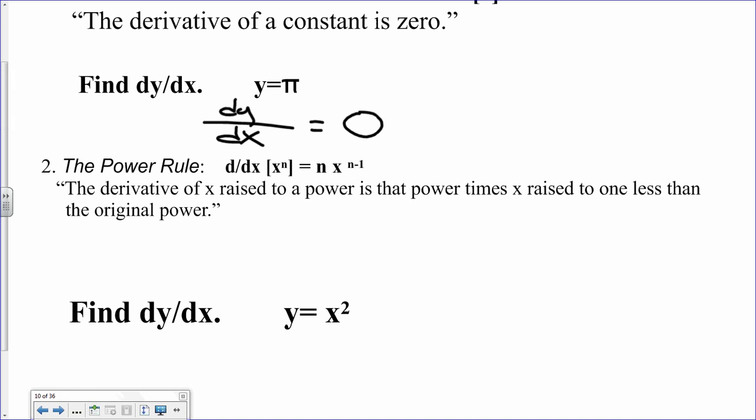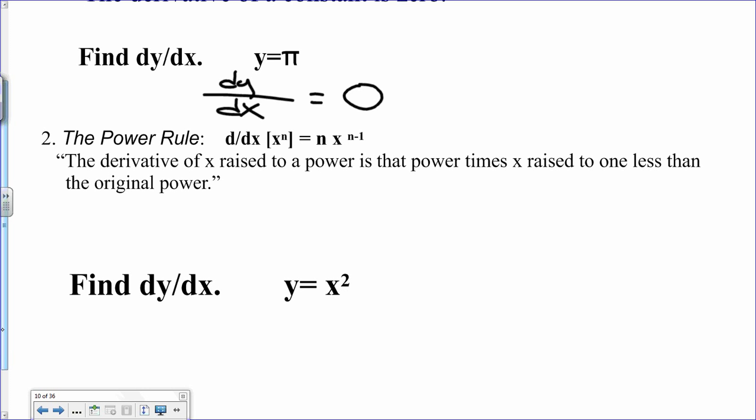Second rule you have to know is the power rule. To take the derivative of x to a power, you bring the power down, you write x, and you subtract 1 from the exponent. Well, this is nice and easy after what you did. So what's the derivative of x squared? 2x. Done. Nice, right?